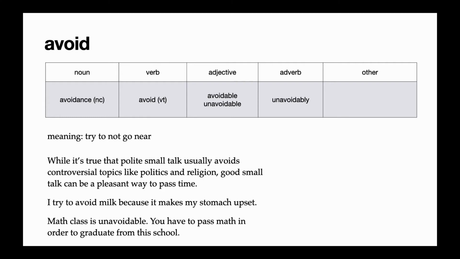In our third example, we see an adjective form, unavoidable. So avoidable means you can avoid something. You can go around it or stay away from it. If something is unavoidable, that means you cannot avoid it. You will definitely come into contact with it. You will definitely see it or hit it or have to be near it. So in our last example, math class is unavoidable. You have to pass math in order to graduate from the school. That means you cannot not take math. You must take math. It is unavoidable.